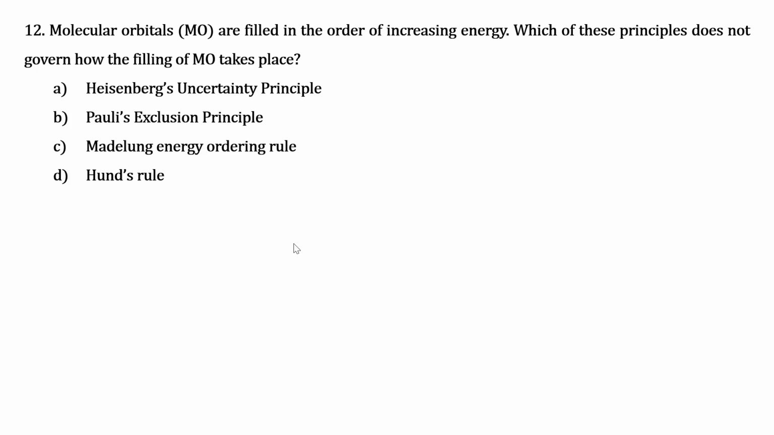Molecular orbitals are filled in the order of increasing energy. Which of these principles does not govern how the filling of molecular orbitals takes place? It comes from your basic chemistry understanding. We know that 1s1, 1s2, 2s1, 2s2, 3p1. So it doesn't go in the numerical order. It goes according to the energy order, right? So which of these doesn't affect that? That is the question.